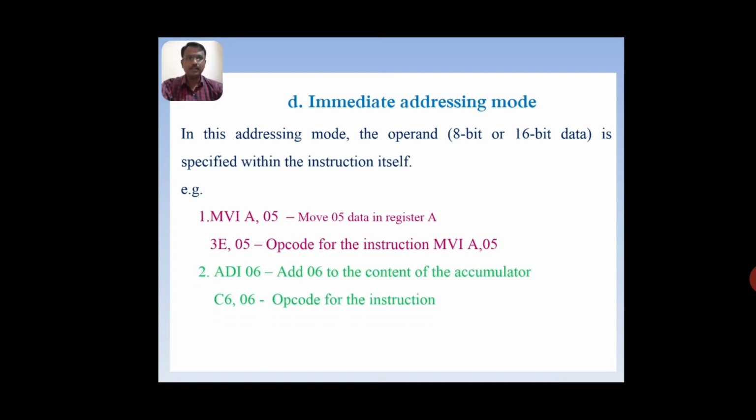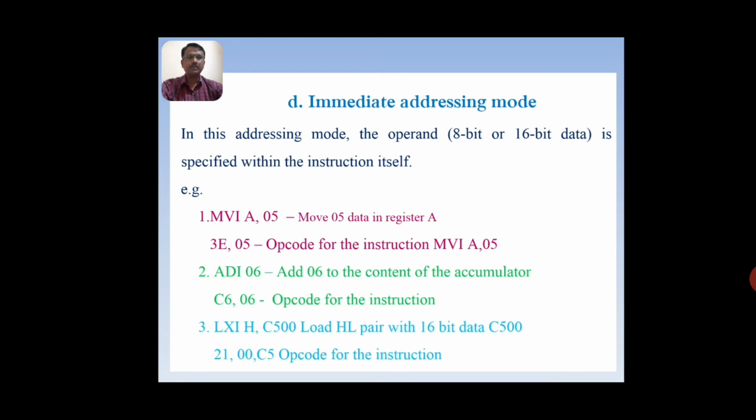One more example, ADI 06, add immediate. We know that again it is an arithmetic instruction, meaning the first operand will be the accumulator. Add immediate this 06 content to the accumulator, so that the content of the accumulator plus 06 will be the result stored in the accumulator. So ADI will require opcode C6 as the first byte, and the second byte will be the 8-bit data. So again this will be a 2 byte instruction.